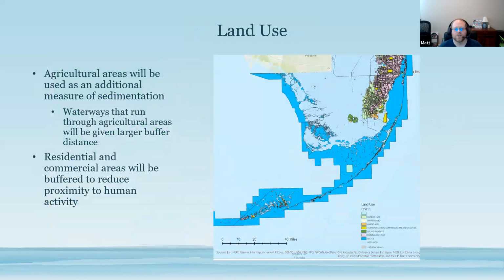Land use will be used in two primary ways. First, agriculture areas will be used as a measure of sedimentation. Waterways that run through agricultural areas will be given a larger buffer distance to account for the larger sedimentation that they will collect. Residential and commercial areas will also be buffered to reduce proximity to human activity.